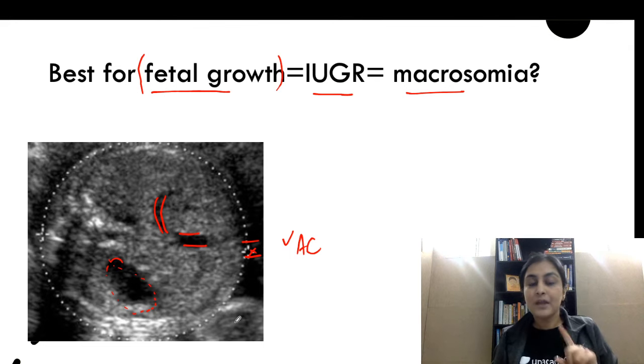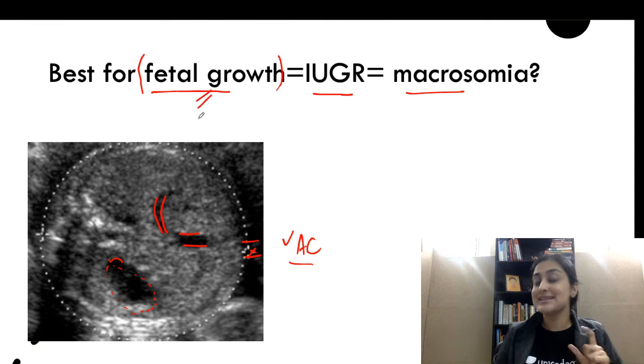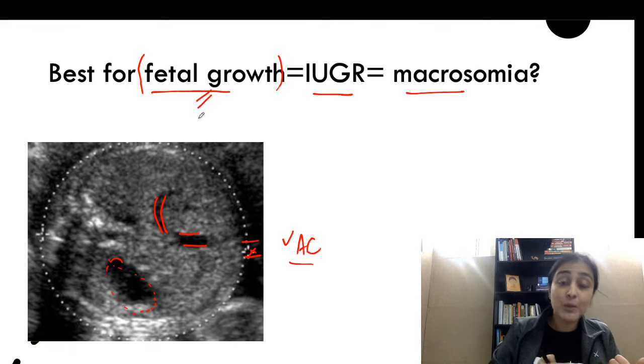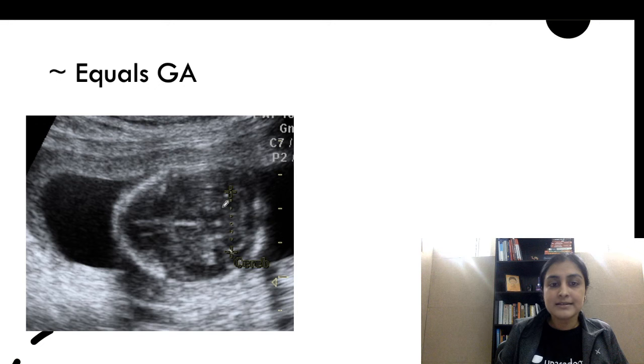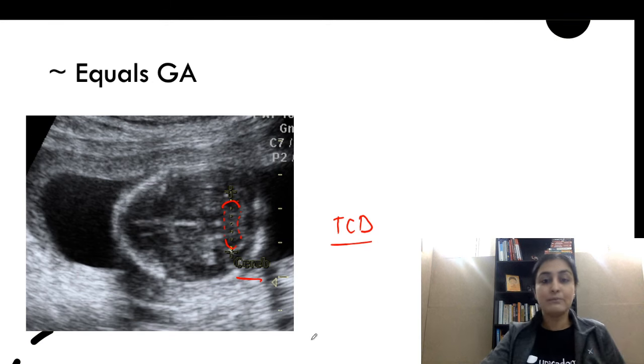And what shouldn't be there? Kidneys shouldn't come in this plane. Alright, so it should be above the level of kidneys. So this is where we measure the abdominal circumference, and that tells us the best estimate of how the fetus is growing, whether there's IUGR or whether there's macrosomia or not. And finally, one measurement, if I ask you, which equals the gestational age, if I just measure that, I have a rough idea of what is the gestational age. That is this diameter. This is the cerebellum, this banana shaped structure. This is the cerebellum, and we measure the transcerebellar diameter. So this transcerebellar diameter roughly equals the gestational age. Alright, so that is the only importance of TCD.